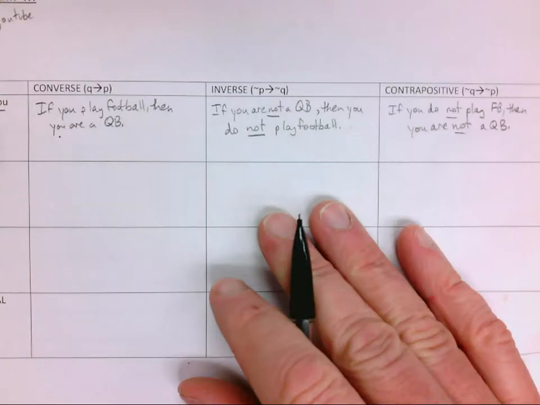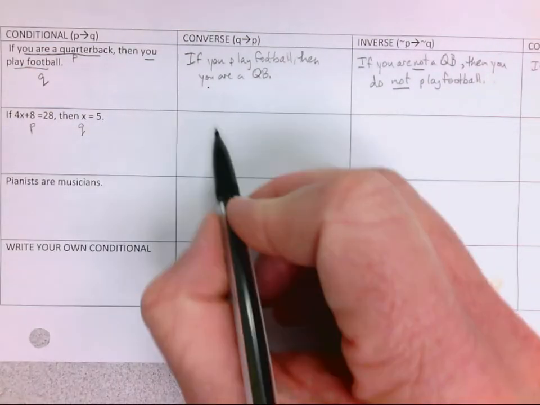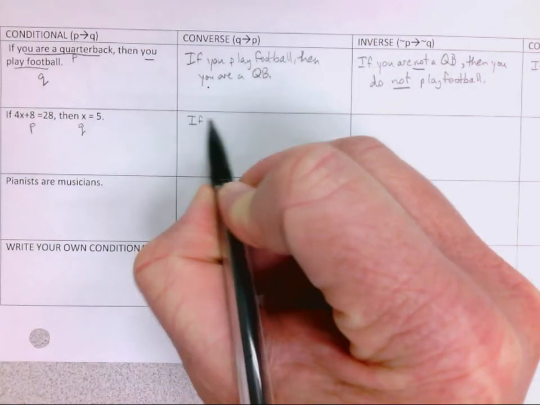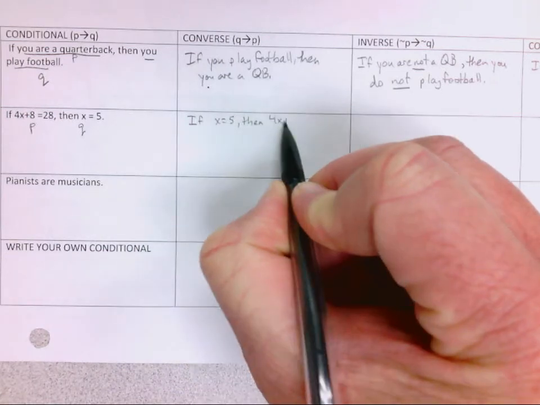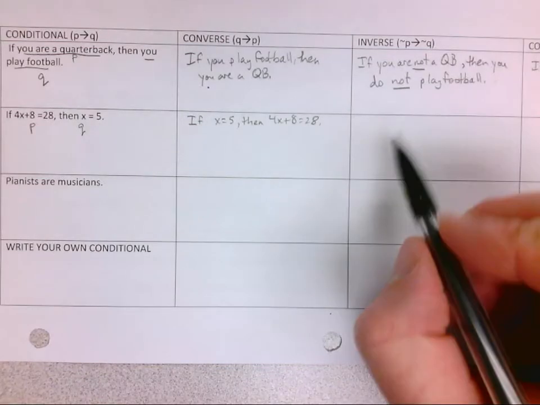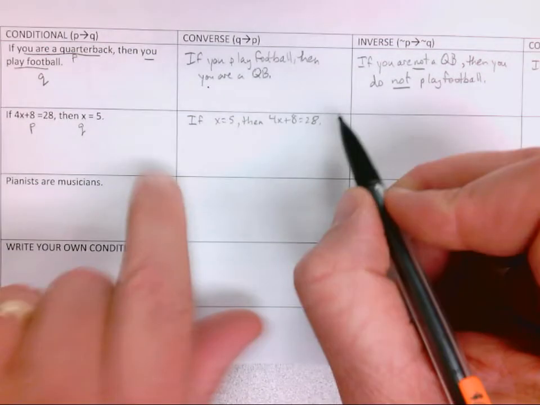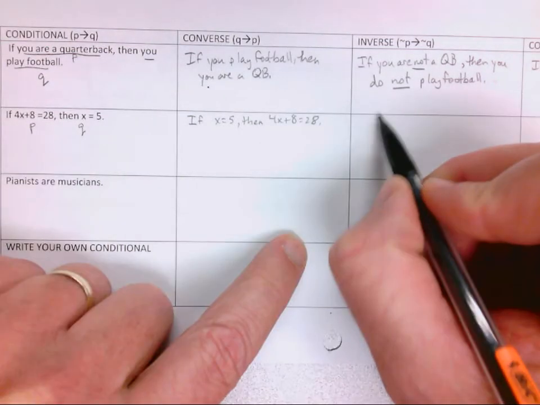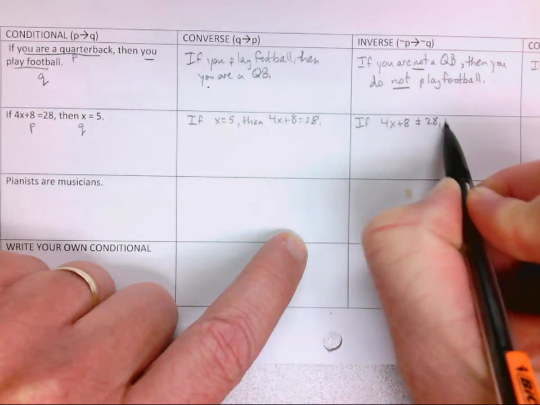Okay, so let's go to one that has a little algebra in it. So our P is the equation and our Q is the solution. So the converse, we already knew that. If x equals 5, then 4x plus 8 equals 28. That's a true statement, but it's not always true. You could have another equation. The negation of the original statement, if 4x plus 8 does not equal 28, then x does not equal 5.